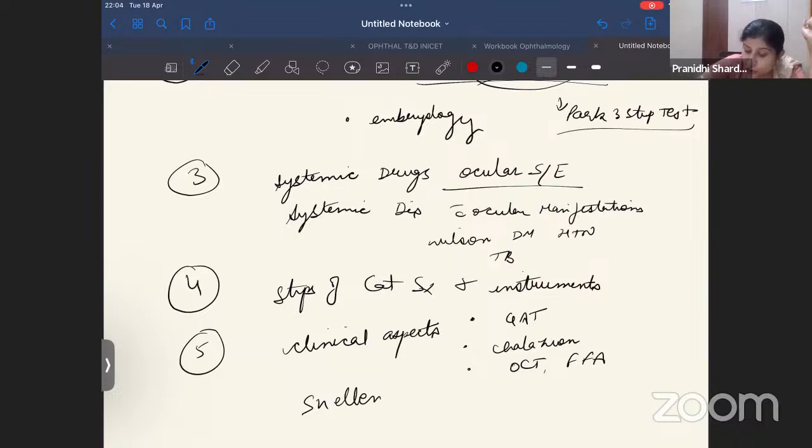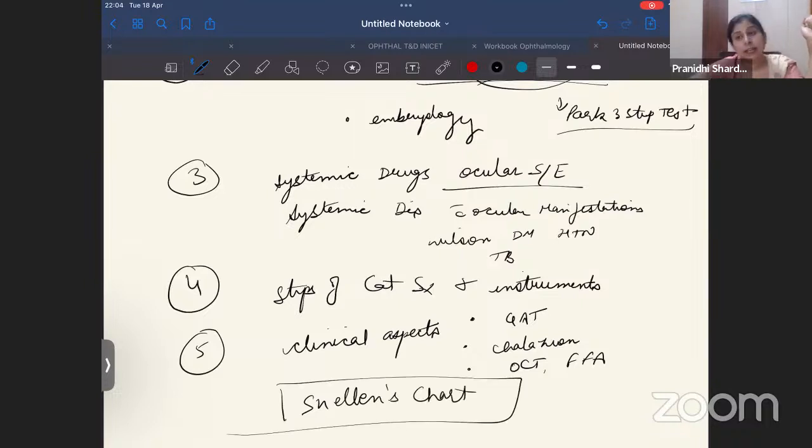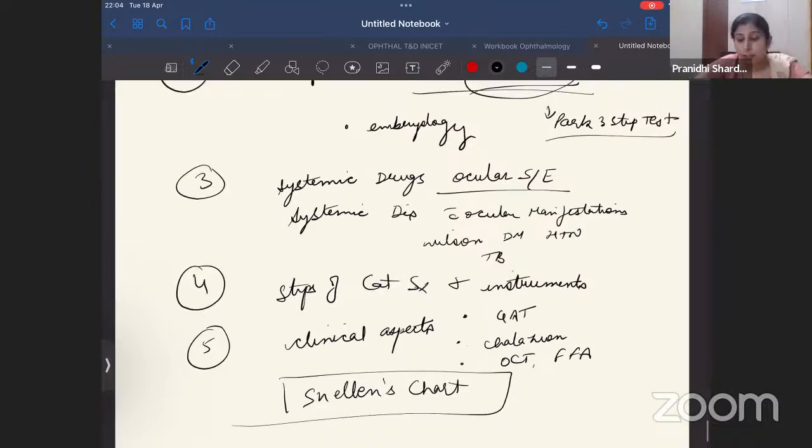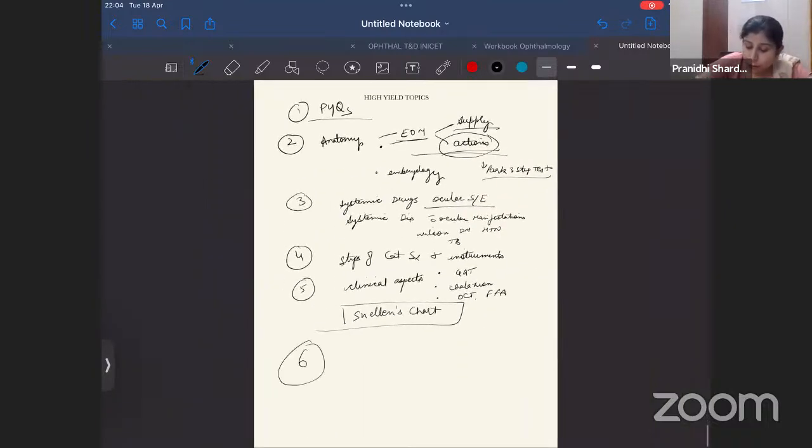Clinical aspects. Snellen's chart is very, very important. Lang's chart, very, very important. Okay, so these are some of the high yield topics. You cannot forget endophthalmitis. So these are the topics which must be in your mind whenever you are revising.